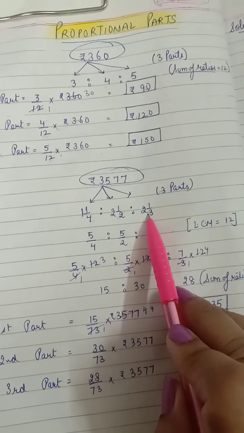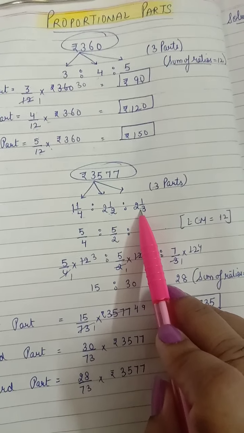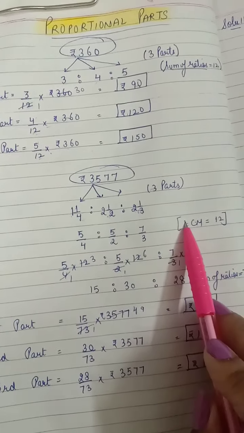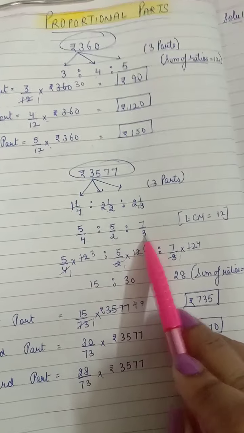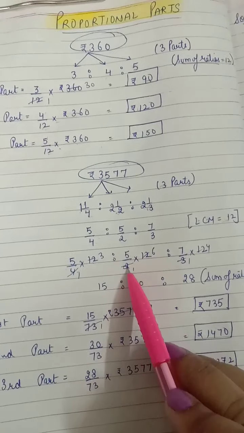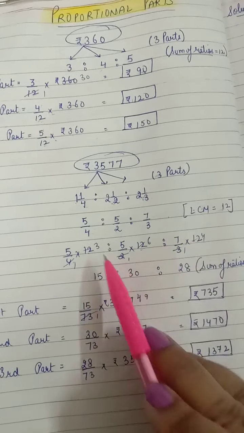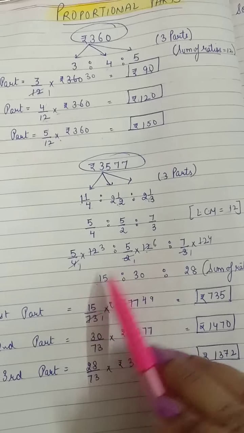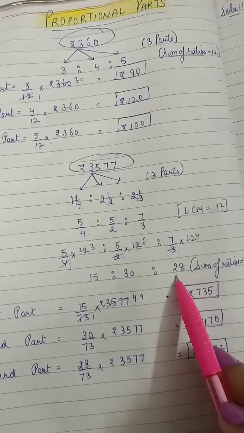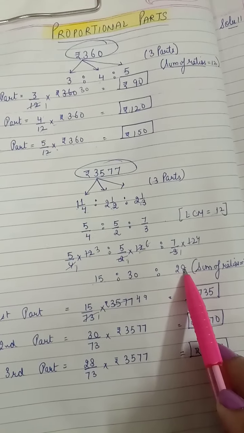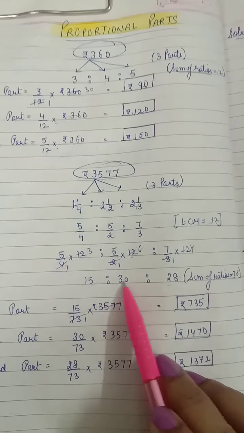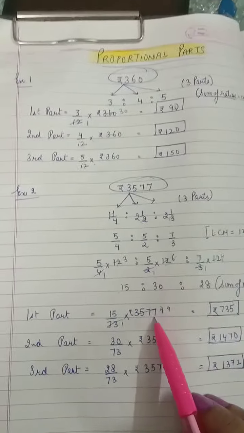So when it is given in a fractional form, the first thing we do is try to change it to whole numbers. How do we do that? Changing the mixed fractions to improper, finding out the LCM of the denominators 4, 2 and 3, that's 12. Multiplying each fraction with the LCM, we get 15, 30, 28. And now you can see the ratios have been converted into whole numbers. The sum of the ratio is 73, 15 plus 30 plus 28, 73. And the rest will continue in the same way.